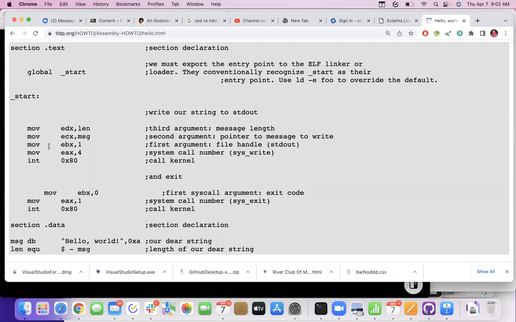Why? Because every line of code here translates into exactly one instruction in the CPU, right? We are loading into this register this value. We are loading into this register this value.